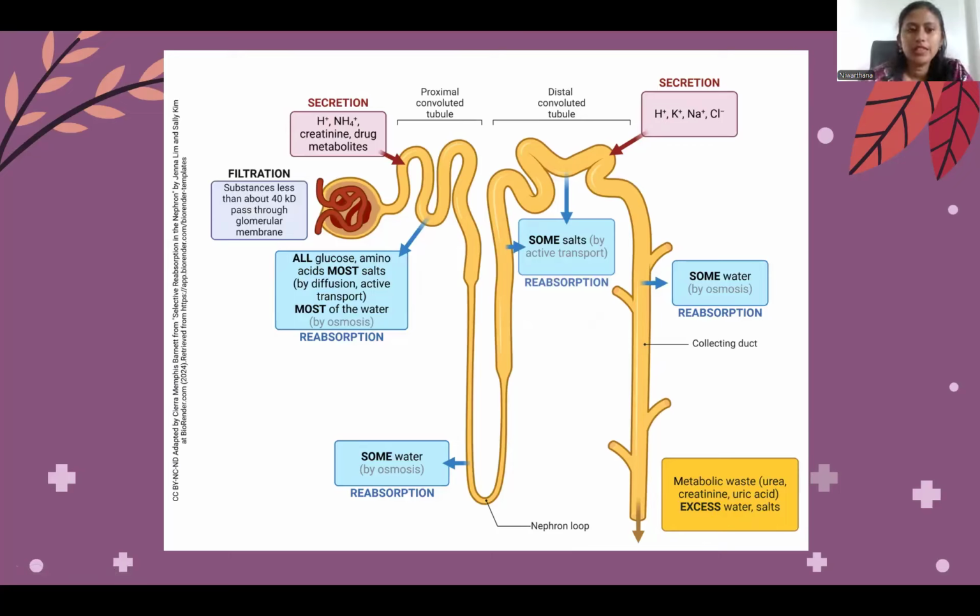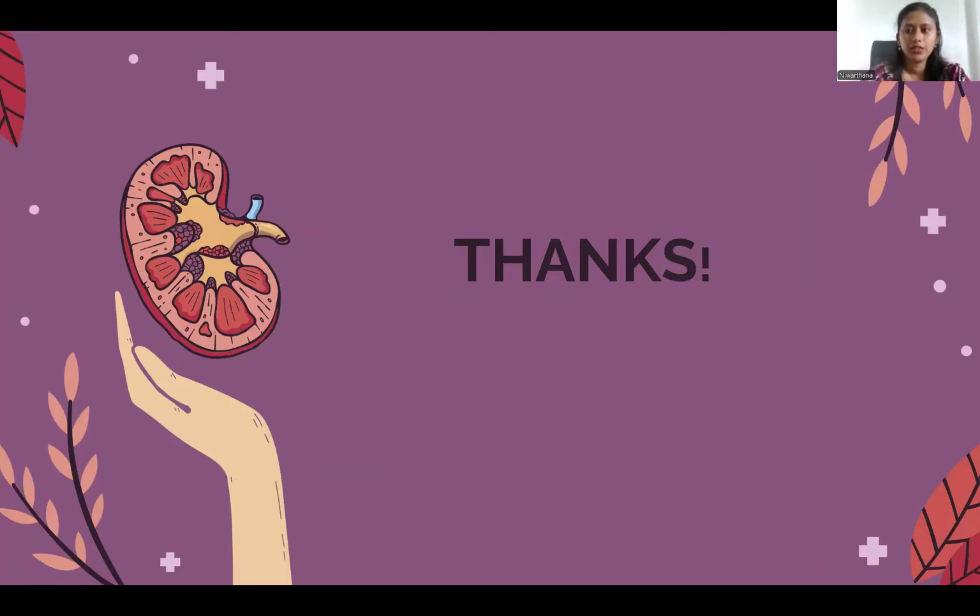For today's session, in the next session we are going to talk about how urine is produced at each of these steps, and how glomerular filtration happens. Okay. So thank you for listening.